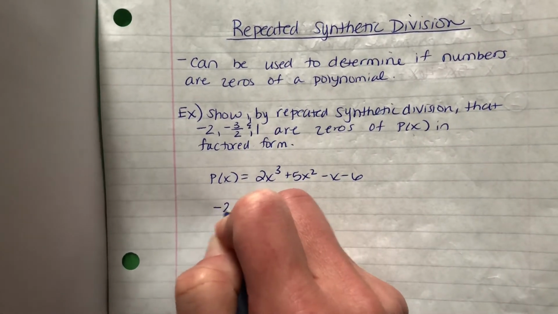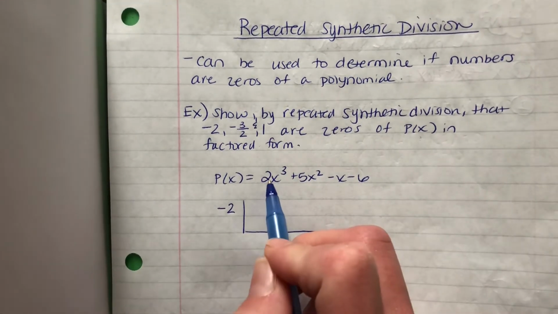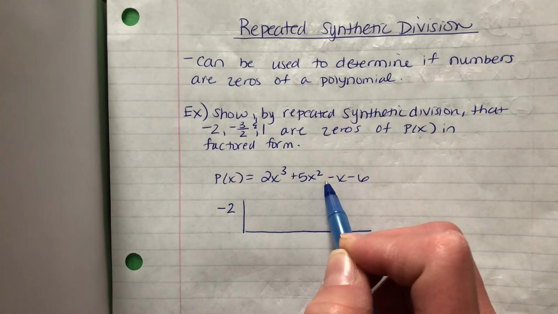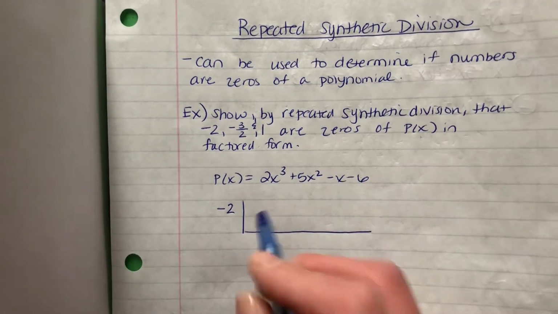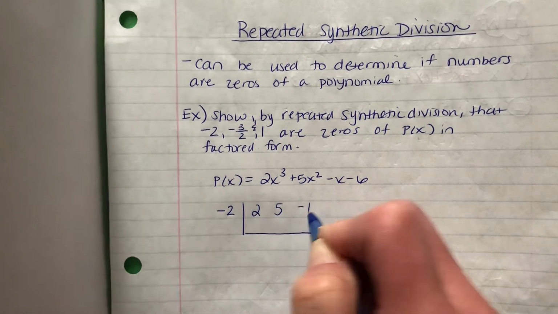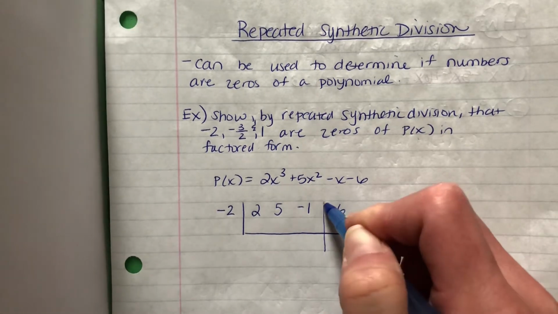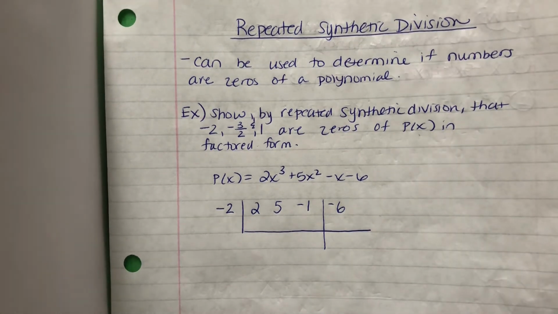So I'll put -2 out here, and I'll do my synthetic division by taking the coefficients. Again, if there's ever a term missing, make sure you hold a place value with a 0. Here we don't have that. It's 3, 2, 1 constant, so we're good to go. So 2, 5, -1, and -6. And again, this little vertical line here, you can put it there or not at this point. It's up to you. It just kind of reminds you that that number in this area is a remainder.